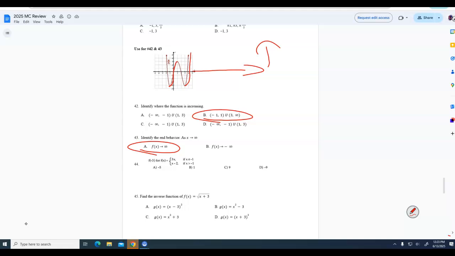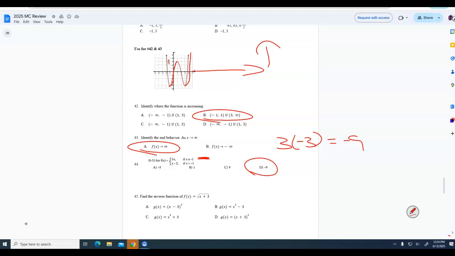For number 44, just making a good decision. It's f of negative 3. So I'm going to use this one. It was x minus 2 when your x is greater than negative 1. Since my x is less than negative 1, we're using 3x. So 3 times negative 3, my answer is negative 9. I'm just making a good decision there.